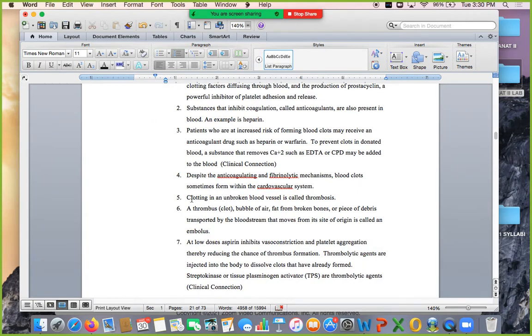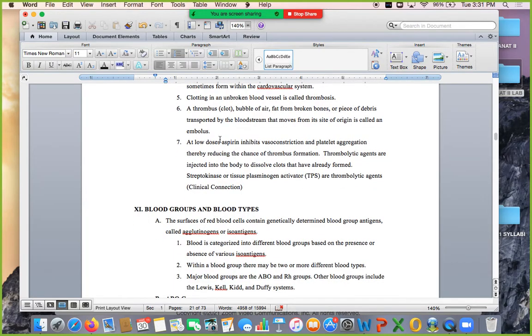Okay, so clotting in an unbroken blood vessel is called thrombosis, and deep vein thrombosis is a very serious threat. This is why they tell you to walk around on an airplane. If you sit for too long and end up with a deep vein thrombosis, and then you stand up, all of a sudden the blood pressure rushes through those veins again, and that can cause the clot to get knocked loose. Depending on where it lands, it can cause some serious problems in the rest of your body.